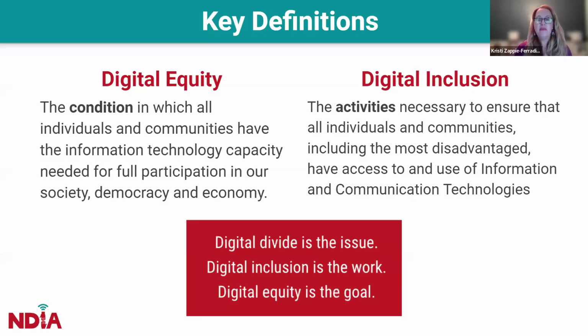Okay, so before we jump into the new manual, I want to give a little bit of foundational elements on why we're doing this work and what it means. Digital equity is the condition in which all people in the communities that they are in have the information technology and capacity to fully participate in our society, democracy, and economy. Then digital inclusion are all those activities, all the work that is being done right now to make sure that people in our communities have access and are able to understand and use technology to fully participate in our society. So digital divide is the issue. Digital inclusion is the work, all these activities and everything that the manual is supporting with guidance and tools. And digital equity is the goal.